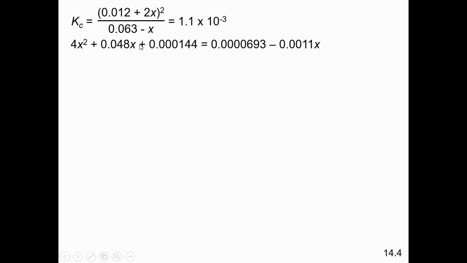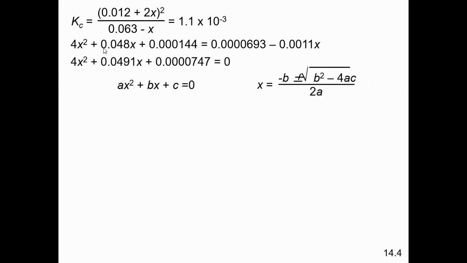And then I'm going to collect like terms, so put all the x's together and all the numbers together. Eventually our goal is to get it into the format ax squared plus bx plus c equals 0, so that we can use the quadratic formula. And that is the quadratic formula here, which hopefully you are familiar with from grade 11 math. Once you solve, you can either plug in the values and go through the math, which I'll show you. I actually did it on paper as well, so I'll show you that.